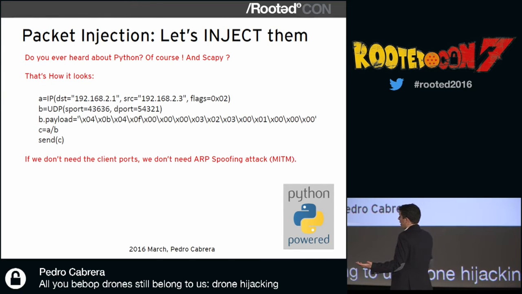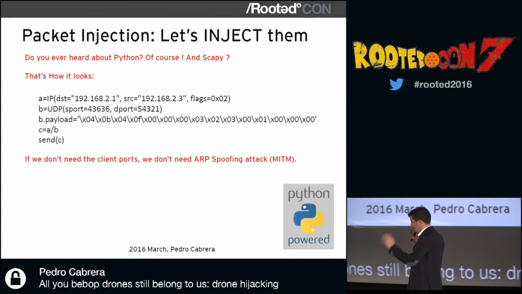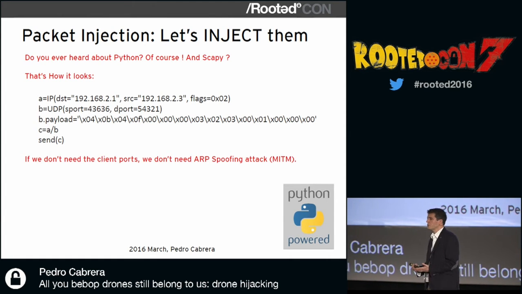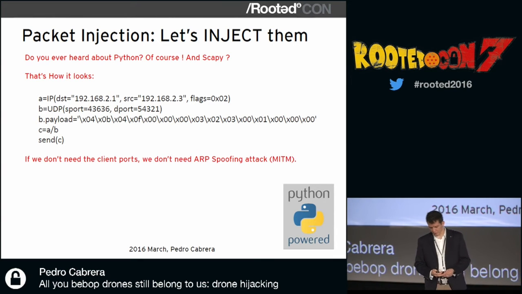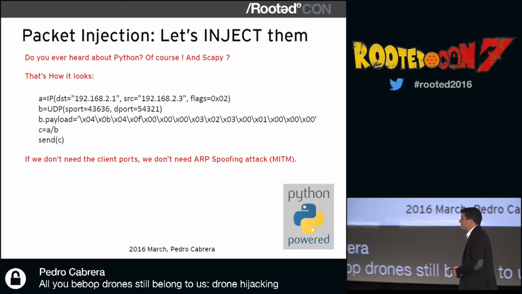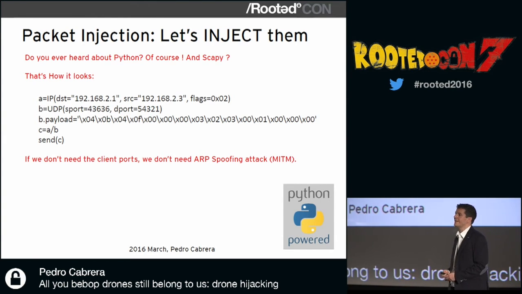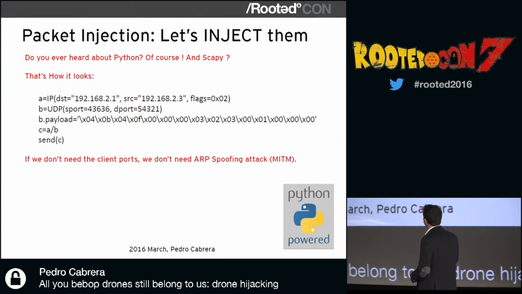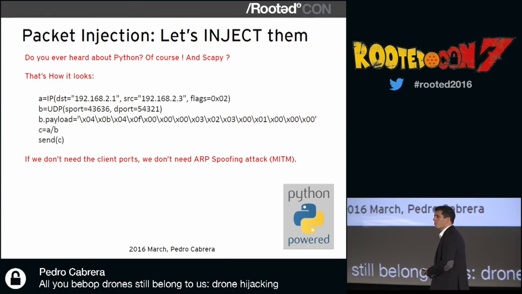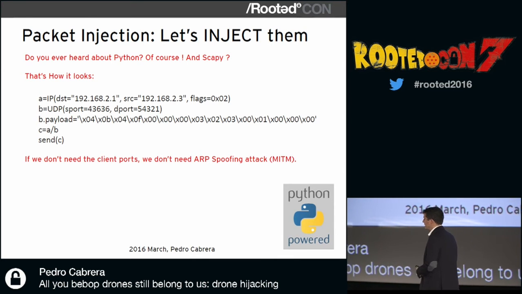Now the packet injection, let's inject them. I did reverse engineering with all the instructions. If I want to hijack, I need to interact. Spoofing does not do any kind of checks. You don't need to falsify the original IP. We don't need to decline ports. We don't need an ARP spoofing attack. With this kind of scheme, we can create the testing.